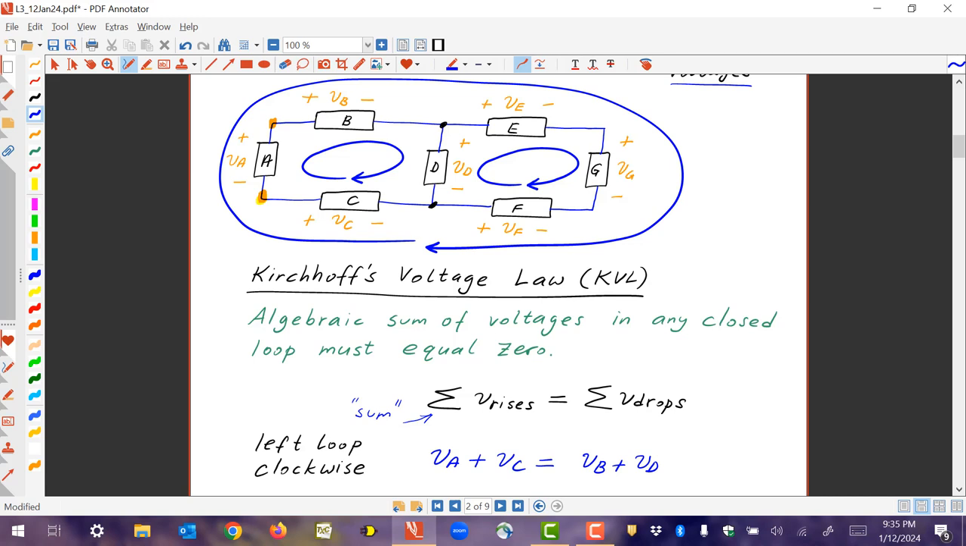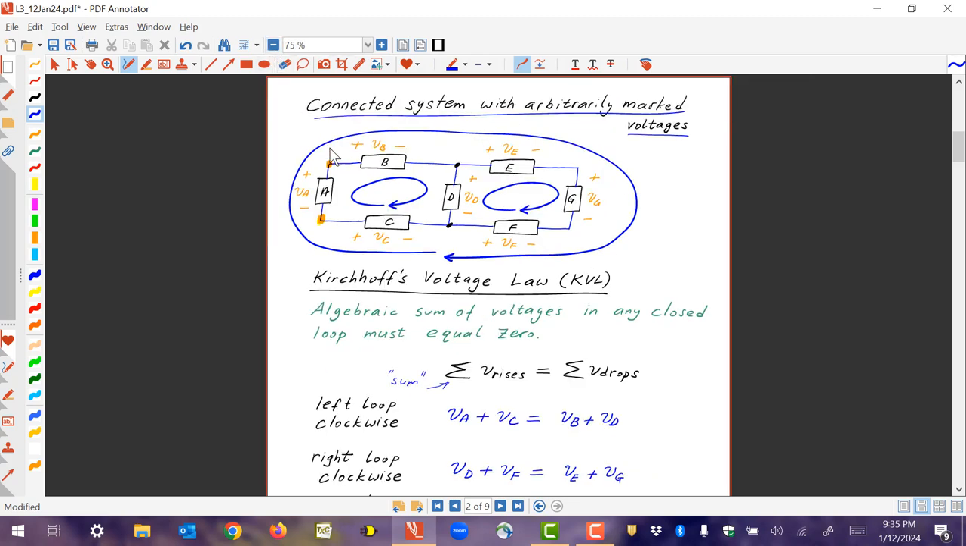Okay? Similarly, I might need to zoom out a little bit so you can see both the picture and the equation. If you go on the right loop, again, if you go clockwise, start anywhere you like, you see that VD is a rise, VE is a drop, VG is a drop, VF is a rise. So VD plus VF are rises on the left side, and VE and VG are drops on the right side. And again, this was done clockwise.